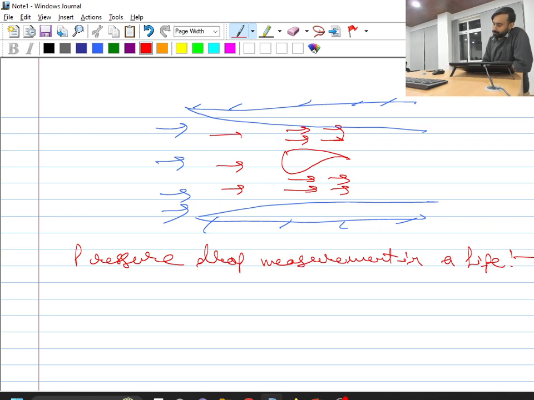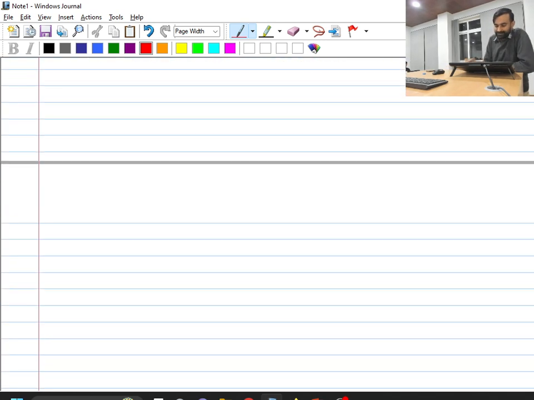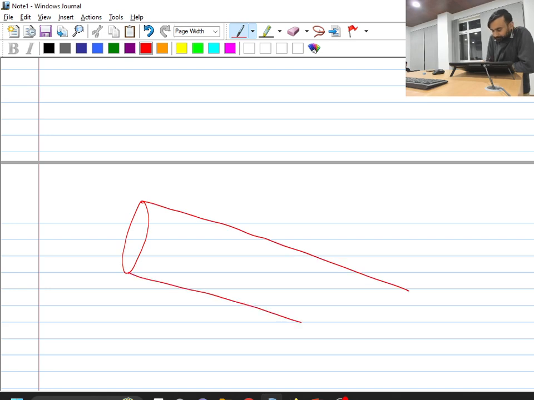To do so, we will consider a pipe of constant diameter. Let's consider the diameter of the pipe is D and the radius of the pipe is R.